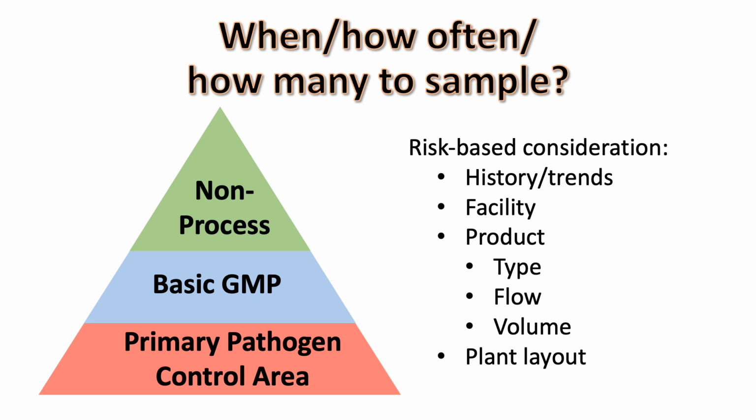The frequency that you collect samples for environmental monitoring will be based on several risk factors, including the history or trends for your environmental monitoring program, the facility, product, and plant layout. However, because this is a pathogen environmental monitoring program, it makes sense that most of the samples will focus in the primary pathogen control area, with fewer samples in the basic GMP area and fewer still in the non-processing area. The pathogen environmental monitoring program will be unique for each facility and product.